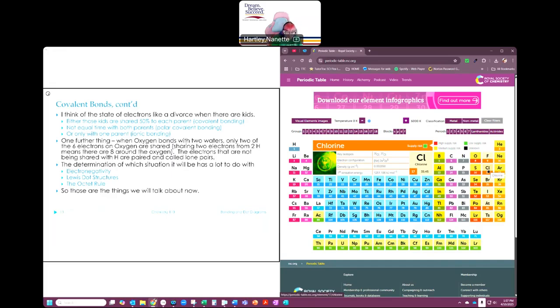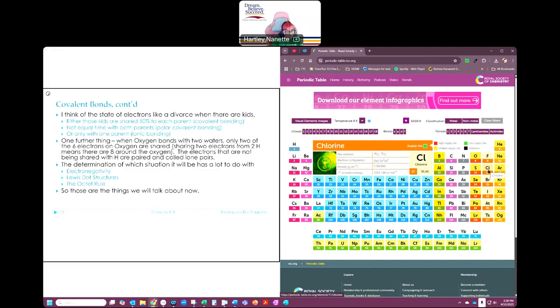Sometimes they spend more time with one parent than they do with the other. And that happens to be the case when we talk about a hydrogen and an oxygen. Oxygen has way more pull for those electrons than hydrogen does. So they spend more time with the oxygen than they do with the hydrogen. That's a situation where we spend like 80% of our time with the oxygen and 20% of our time with the hydrogen. So it's an unequal share. We do have situations like that where it's not an equal share.